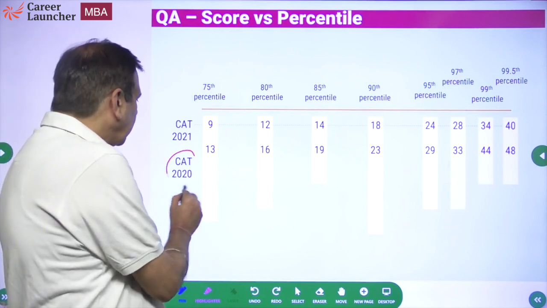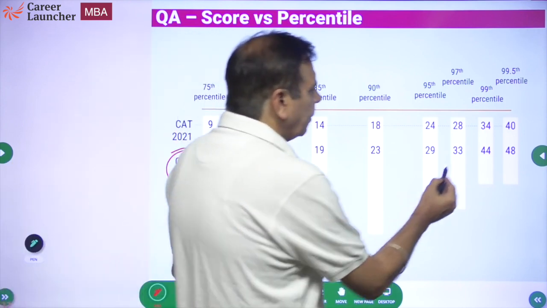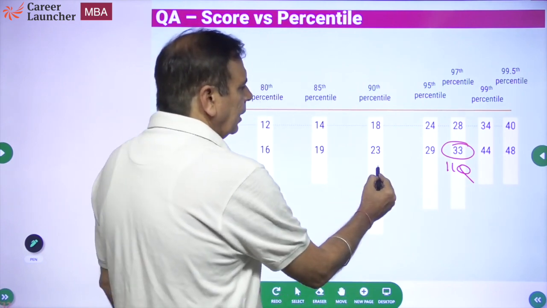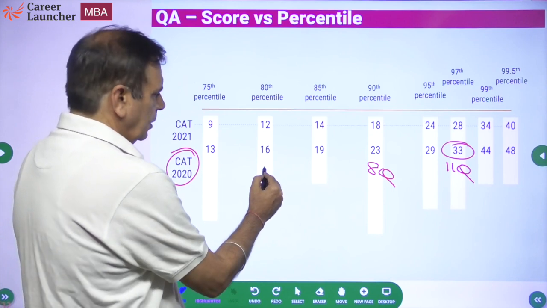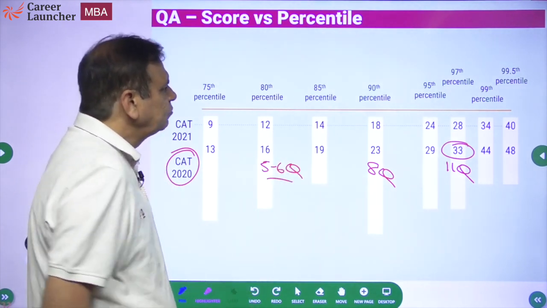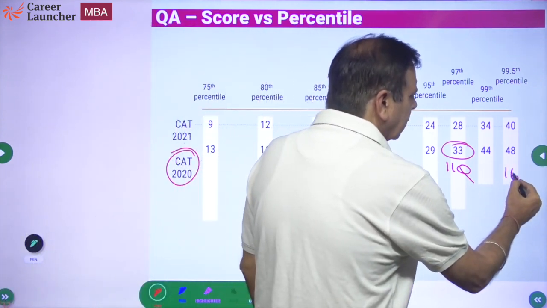Okay? And before we go on to the paper, a quick look at CAT 2020 and 21 scores. And let's look at CAT 2020 because this is a CAT 2020 paper. What was 97 percentile? 11 questions. 90 percentile? 8 questions. 80 percentile? About 5 to 6 questions. Let's take 6 questions. Right? So these are the numbers we are looking at. And 99.5 percentile is 16 questions.